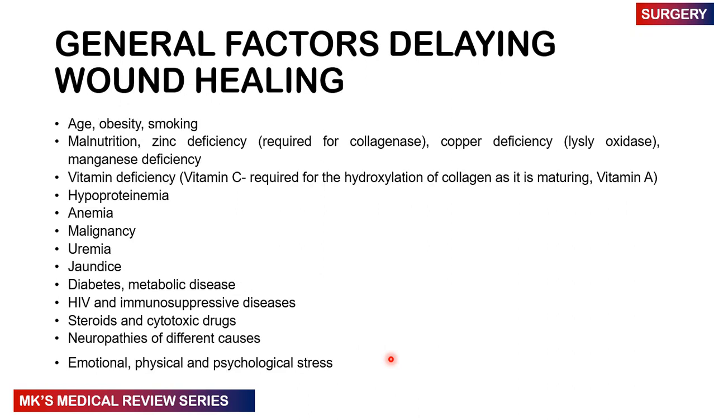Then there are some general factors or systemic factors: age, obesity, smoking, malnutrition, zinc deficiency because it's needed for collagenase, copper deficiency, it's needed for lysyl oxidase, and manganese deficiency. You may also have some vitamin deficiency like vitamin C for the hydroxylation of collagen as it matures, and vitamin A. Hypoproteinemia, anemia, malignancy, uremia, jaundice, diabetes, metabolic disease, HIV and immunosuppressive diseases, steroids and cytotoxic drugs, neuropathies of different causes, emotion and even physical and psychological stress are factors that actually delay wound healing.